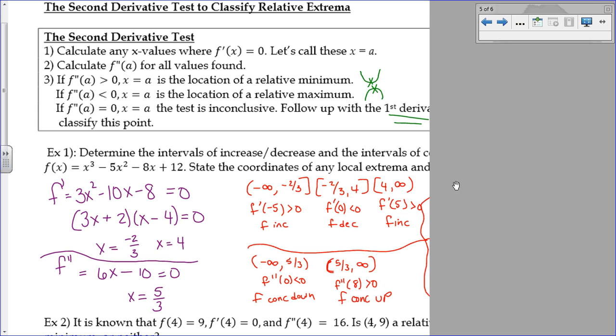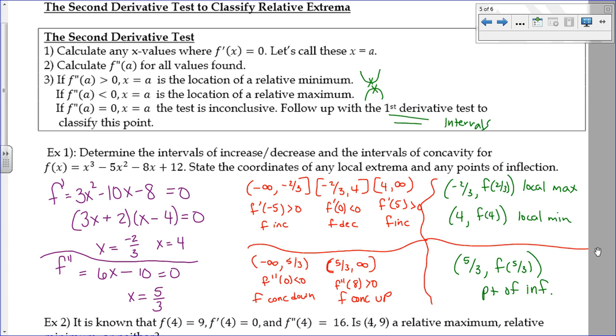And then to find coordinates of any local extrema, I came over here and I said it went up and then it went down, making 2/3 a max. It went down and then went up. 4 is a min. And I didn't have a calculator on me, so I just left it as f of negative 2/3. F of 2/3 are the coordinates of the local max, and 4, f of 4 is the coordinate of the local min. And then the point of inflection, where it went from concave down to concave up, would be right here.